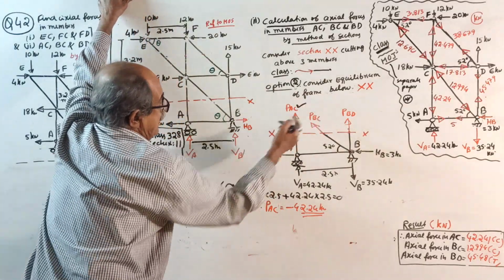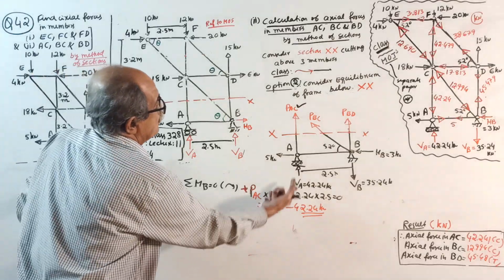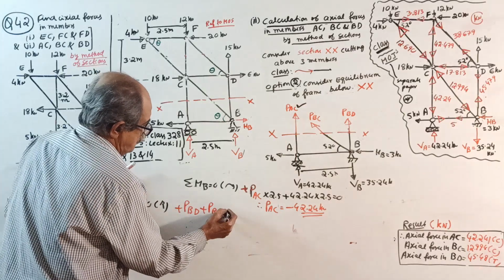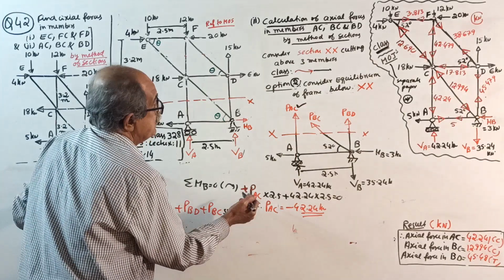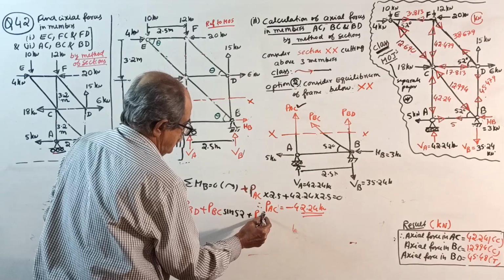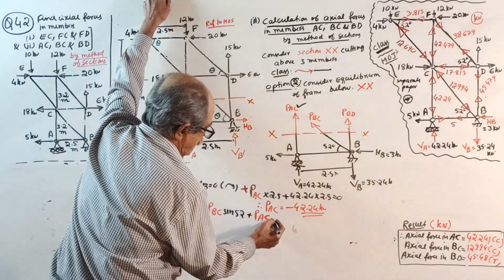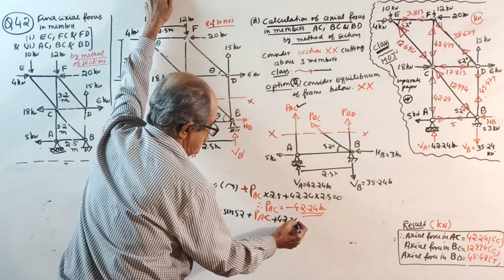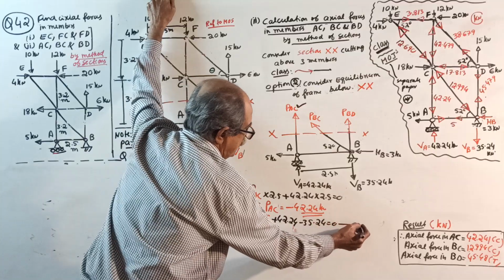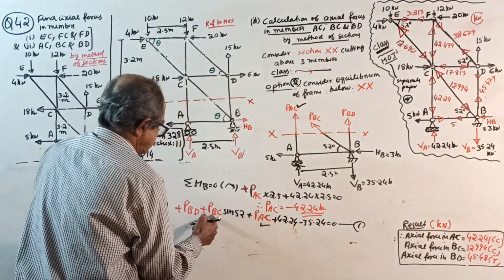So, unknown there. Plus PBD, no, direct vertical, plus PBC sin 52, plus PAC, no resolution, PAC, plus 42.24, minus 35.24 equal to 0, equation number 1. See, here PAC is known for you. This is known, but still two unknowns are there.